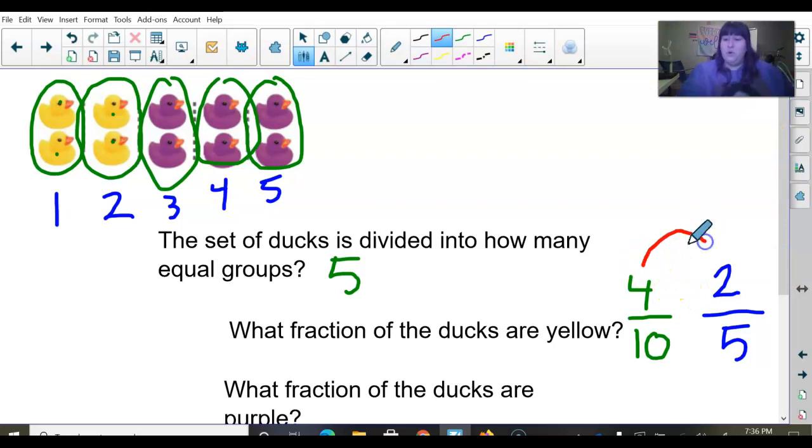You can do 4 divided by something, since it's getting smaller, and 10 divided by the same thing and get 2/5. 4 divided by what equals 2? 2, 4. 4 divided by 2. And then that means we'd have to do 10 divided by 2. So how many groups of 2 could you make with 10? 2, 4, 6, 8, 10, 5. 4 divided by 2 is 2. 10 divided by 2 is 5. These are equivalent fractions.